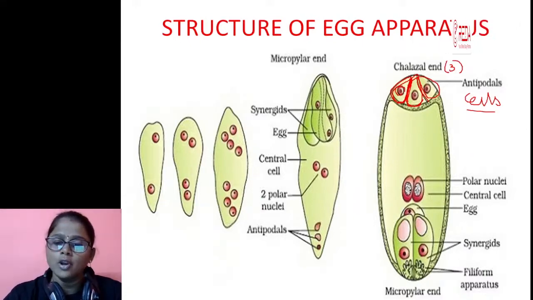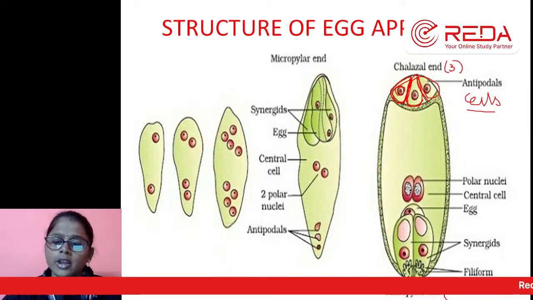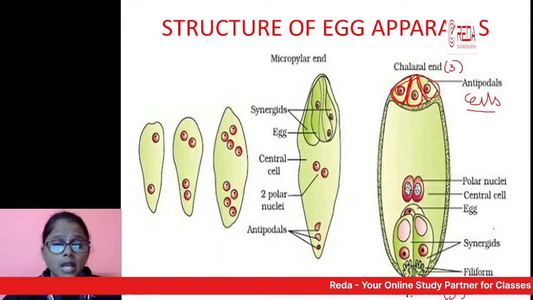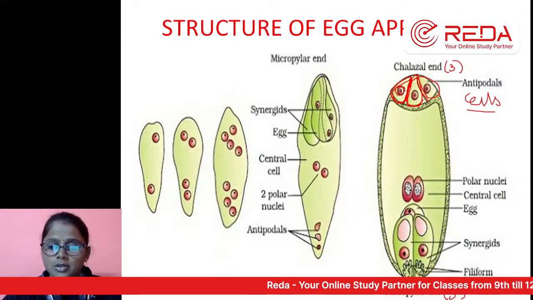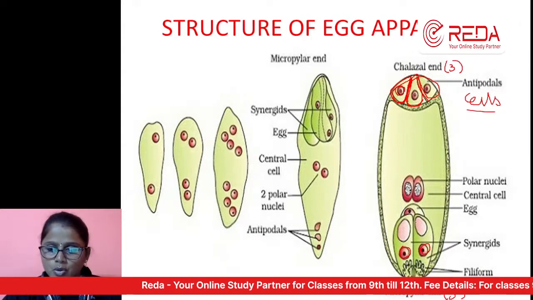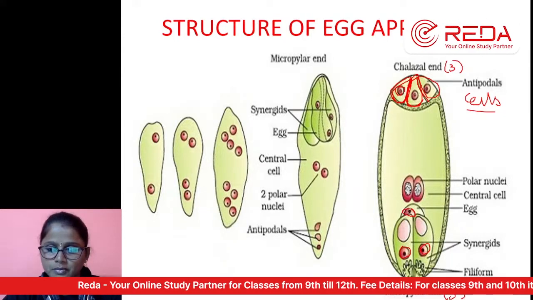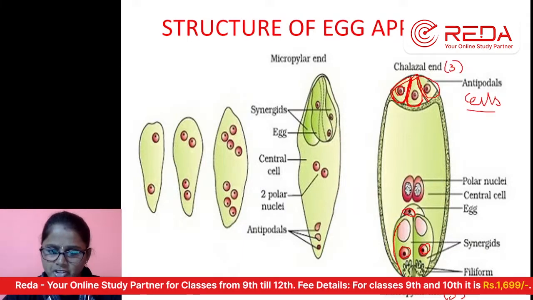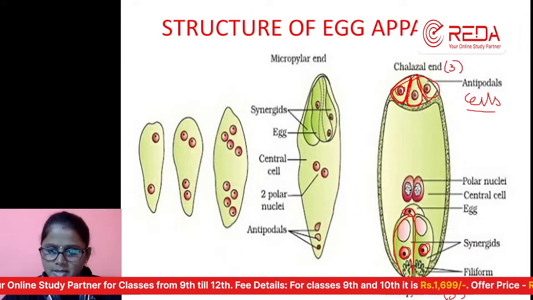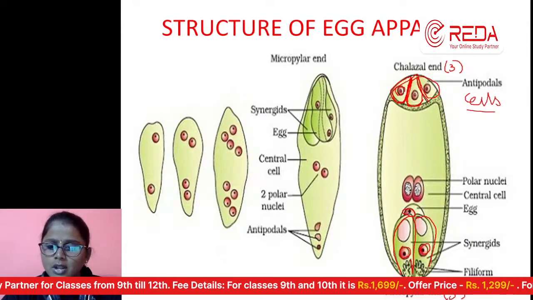And then at the micropylar end, how many cells are there? There are 3 cells. Here we call them cells because they are surrounded by the membrane. So here there are nuclei, see. 1, 2, 3. 3 nuclei. The 3 nuclei are surrounded by the cell membrane.